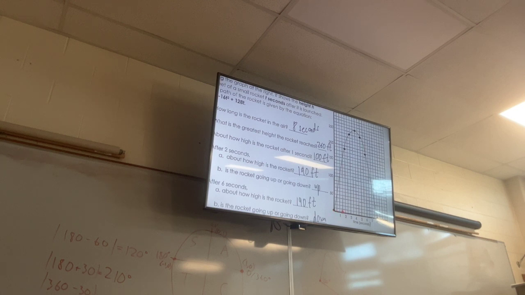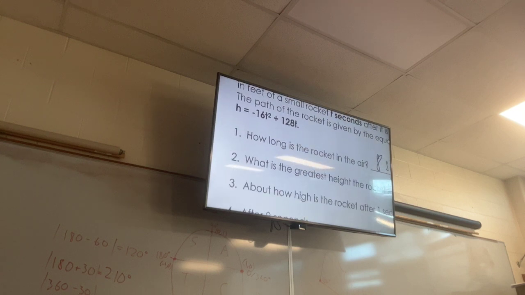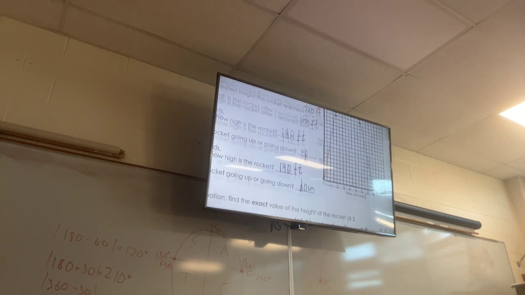After 1 second, it's about 100 feet in the air. After 2 seconds, it's about 200 feet in the air, okay? It gives you this equation. It should say h of t is negative 16 t squared plus 128 t, okay? And it graphed it for you right here.